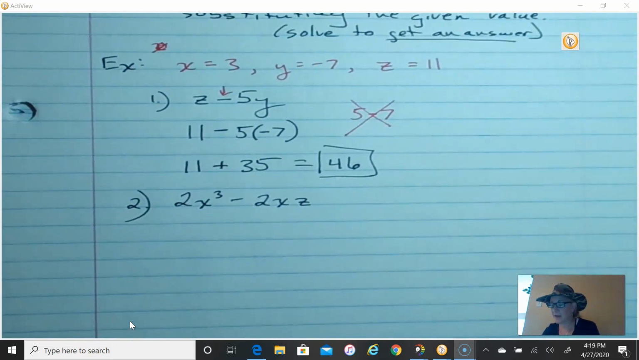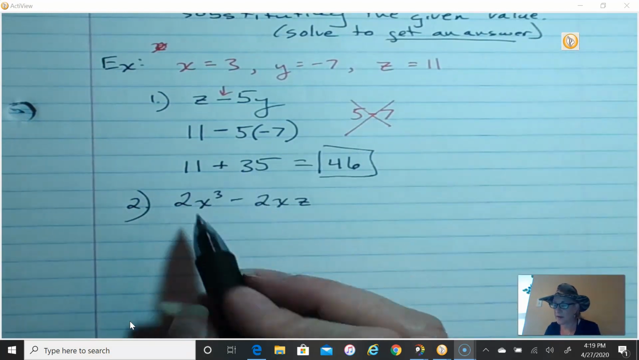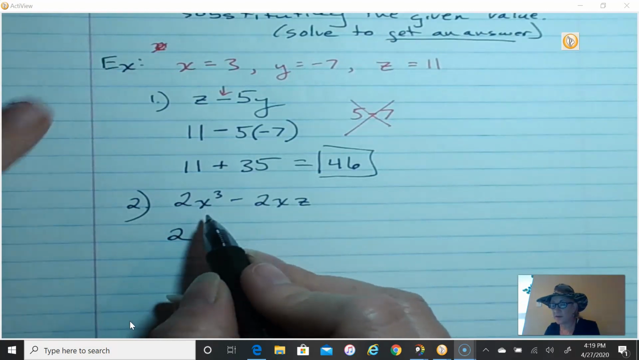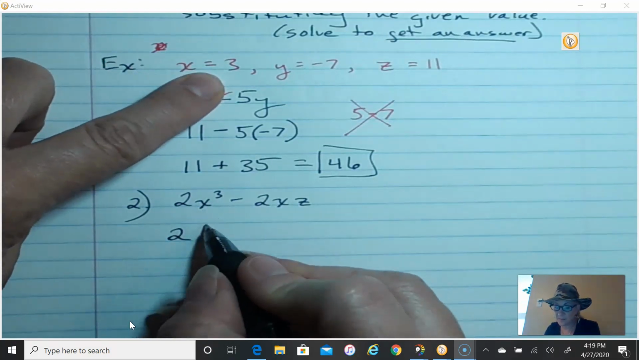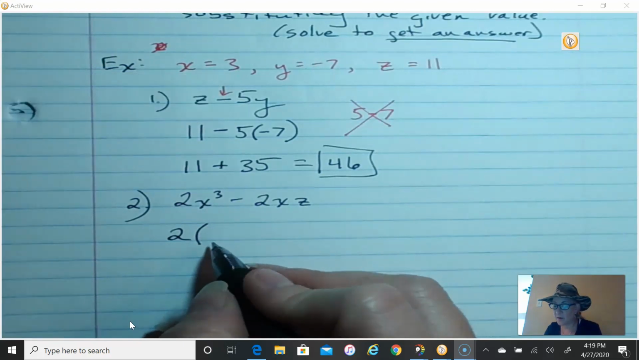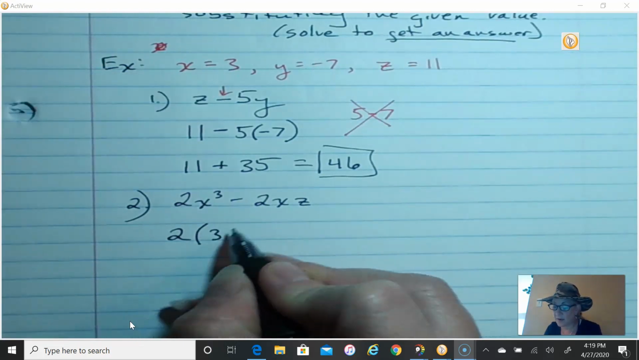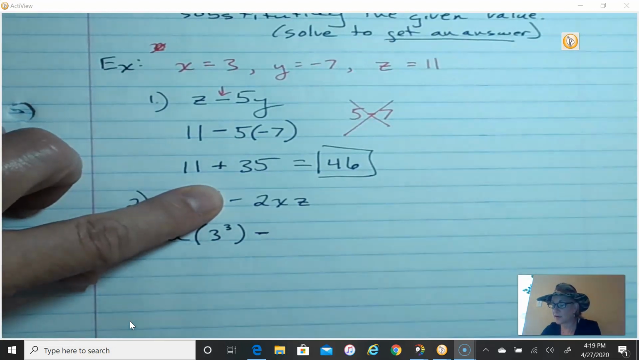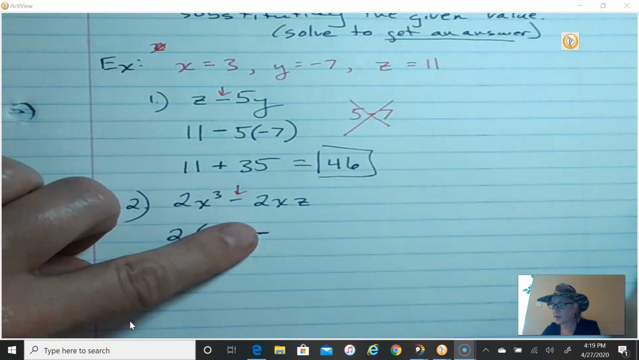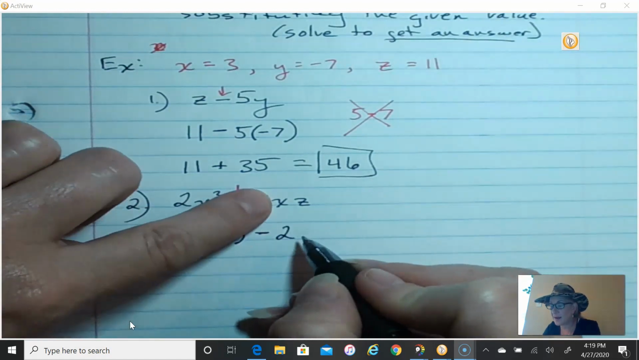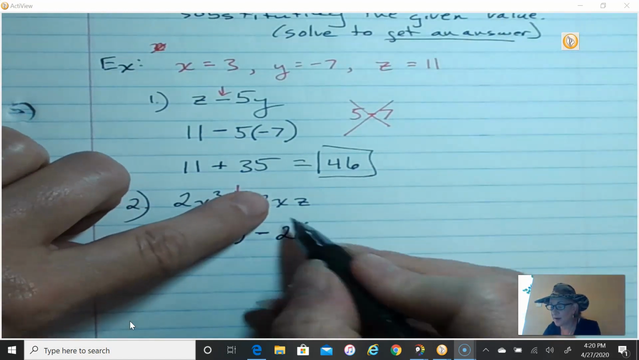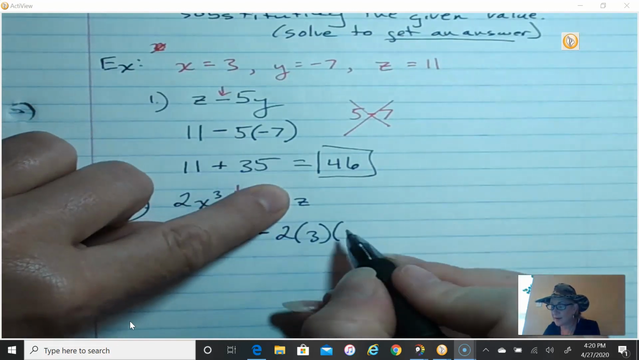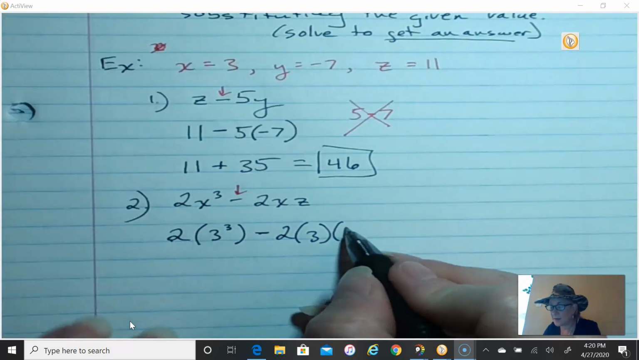You got this, guys. Okay, so I'm going to rewrite it. X cubed. X is 3. So we're going to do 3 cubed, minus, make sure you bring that over, 2 times, these are all multiplied together, so times, what's x? 3 times z, z is 11.